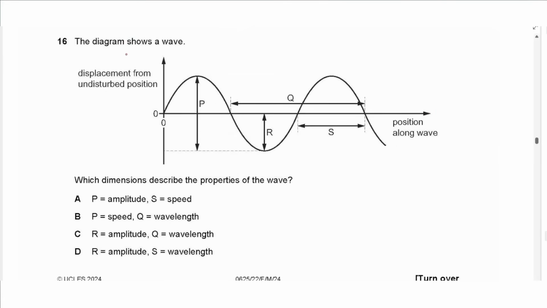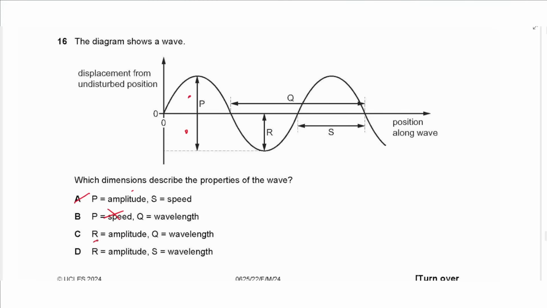Question 16 says the diagram shows a wave. This is a displacement from undisturbed position on the y-axis and position or distance along the x-axis. Which dimensions describe the properties of the wave? So P is not the amplitude, it is twice the amplitude. So A is rejected. P is not the speed, you cannot see the speed on this graph.